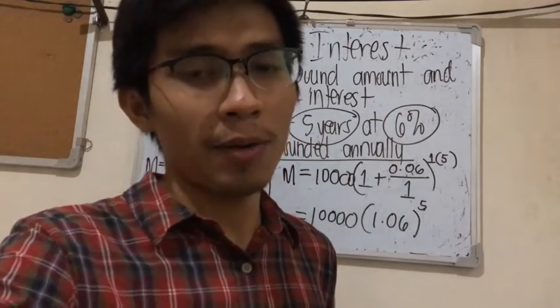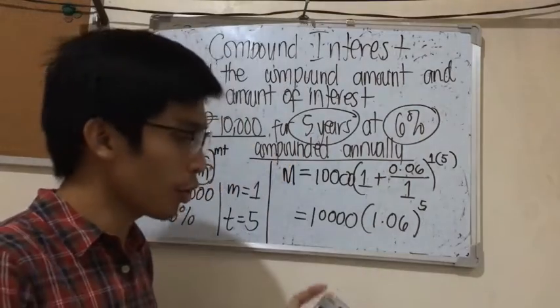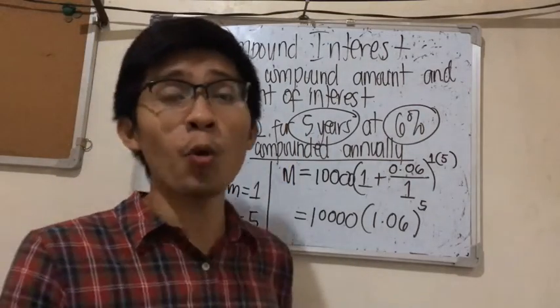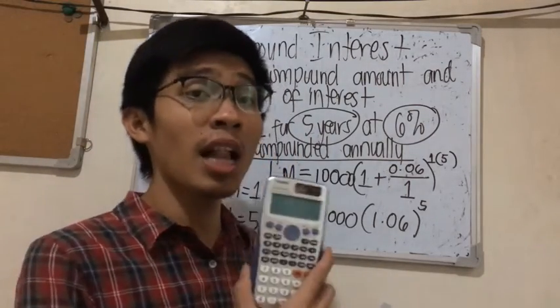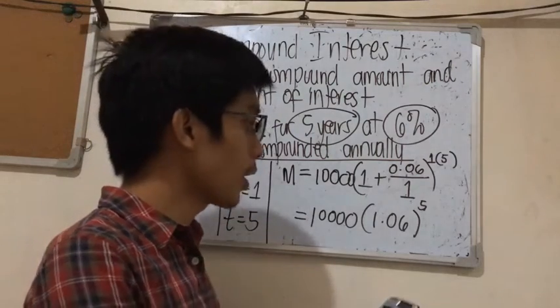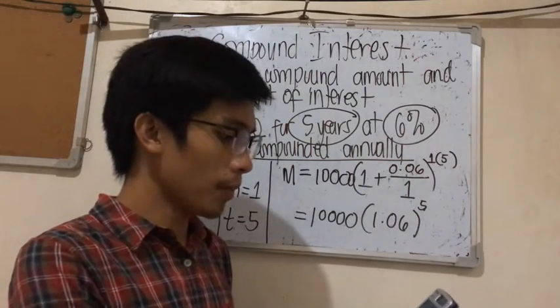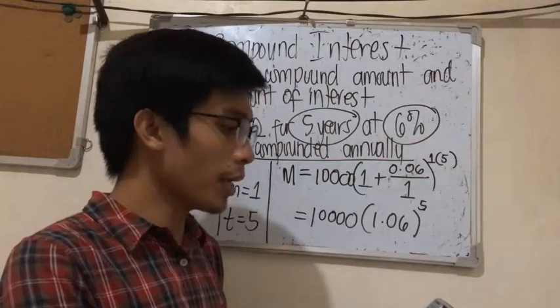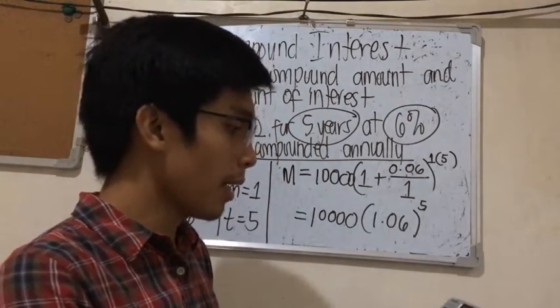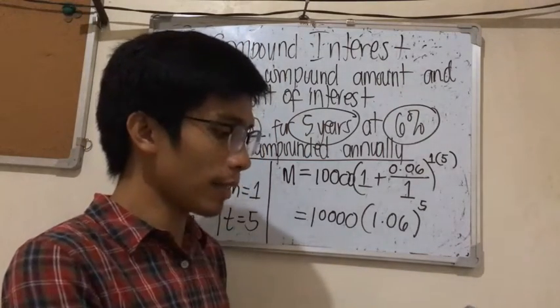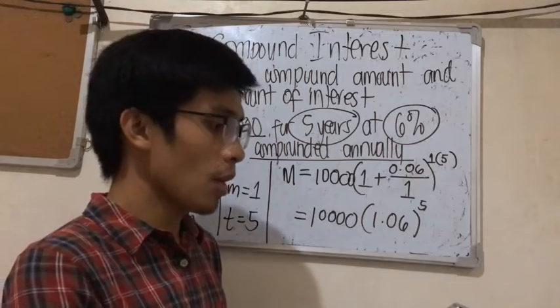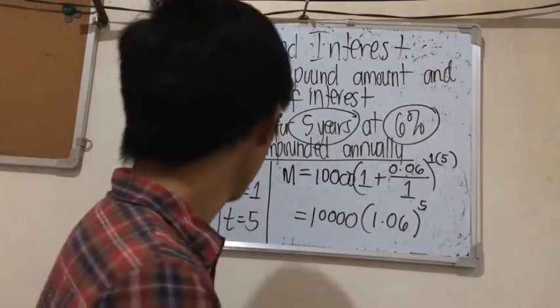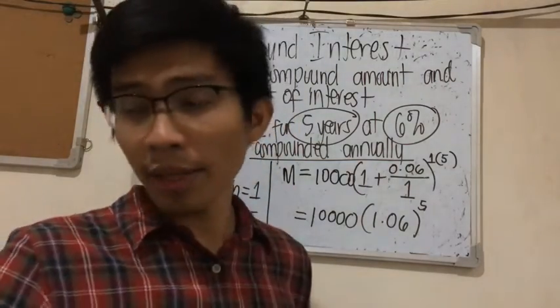Okay, so now let's look at this one. So you use your calculator. I do hope that while solving this problem, you have a calculator beside you. So that is 1.06 raised to the power of 5. Then you have to multiply it by 10,000. What is the answer?